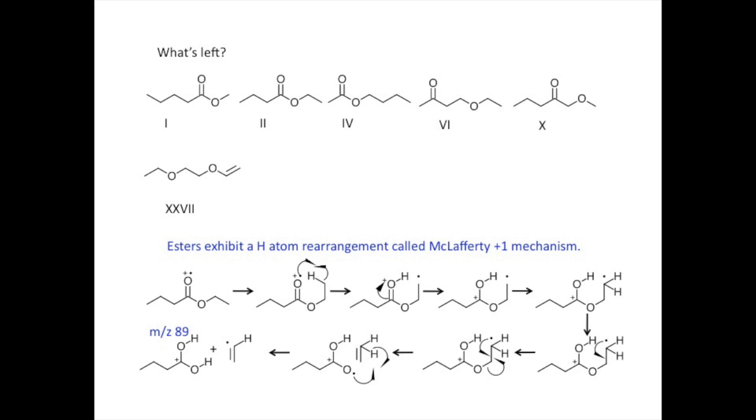Although a similar process is common to each of the esters, none of the remaining structures will lose C3H5. Structure 2 is the only candidate that fits all of the criteria. Indeed, we've been looking at the spectrum of ethyl butyrate.